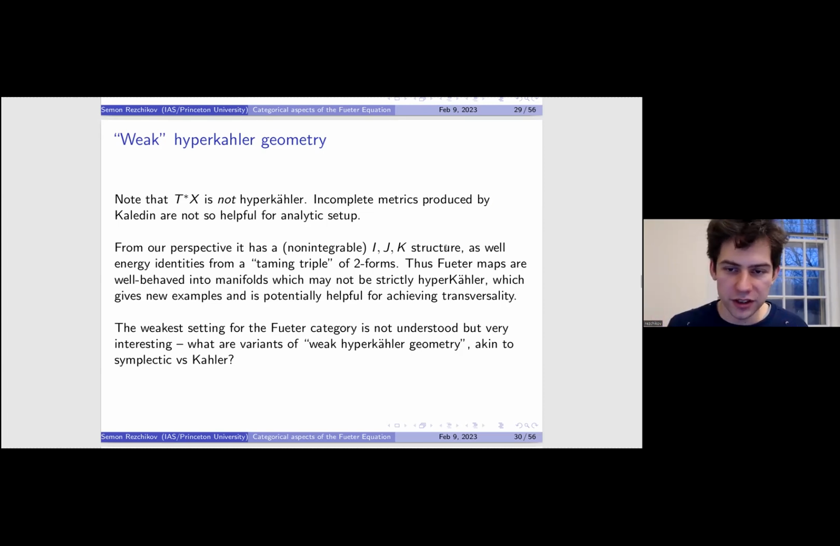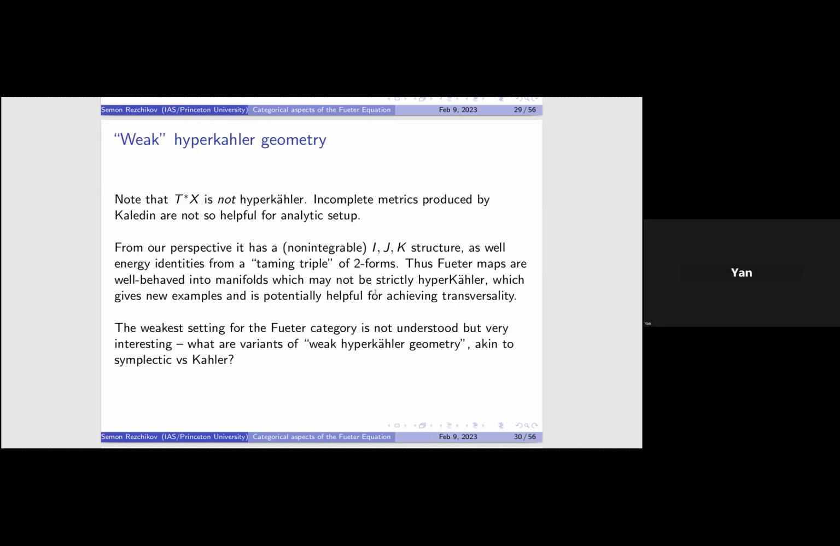So our perspective is that we don't really need a hyperkahler structure, and we're not sure exactly what you need. What you need is a three-fold action of the quaternions and then some energy identities. So these cotangent bundles, they have these taming triples of two forms. I'll show you what they look like in a second. And then that thing gives you energy identities. So this category doesn't obviously need hyperkahler manifolds. It should have some kind of weak hyperkahler manifold. That's the target. I don't know what that exactly should be.